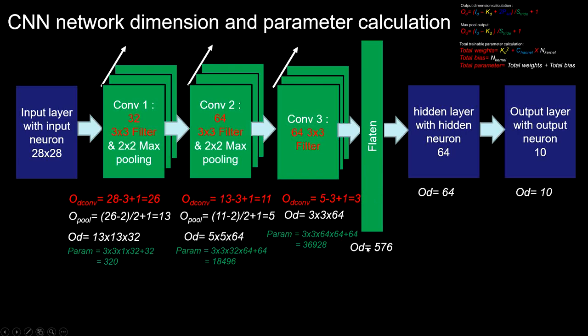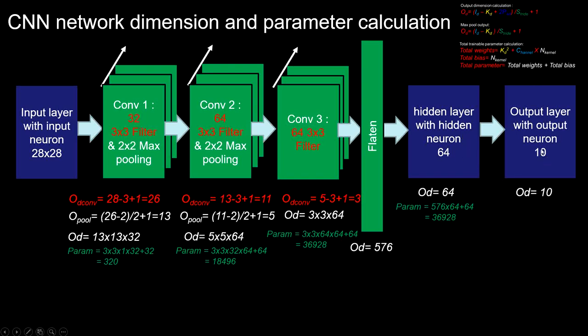For the next part, you flatten that, and then for the first hidden layer, the trainable parameters will be the dimension of your output, in this case 576, times the number of your hidden neurons. So you have 576 inputs times the number of hidden neurons, and of course you have the bias for these neurons.